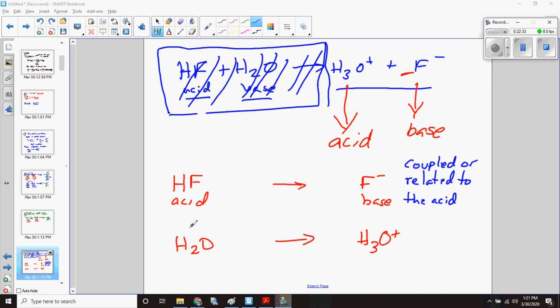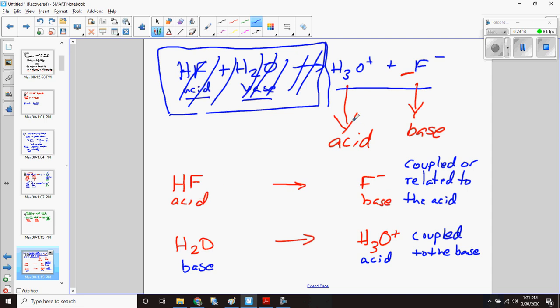And on the other side, water in this problem acts like a base. When water accepts a proton, it ends up forming something that looks like it could act as an acid. So when water accepts a proton, it forms an acid which is also coupled. This base is coupled with this acid. So in Bronsted-Lowry theory, the products are coupled or related to the things that came before.